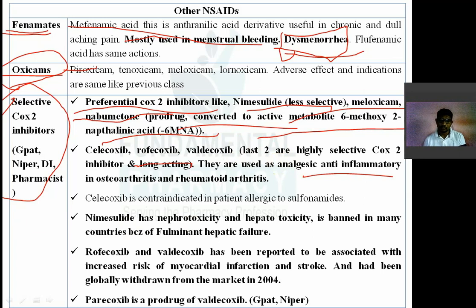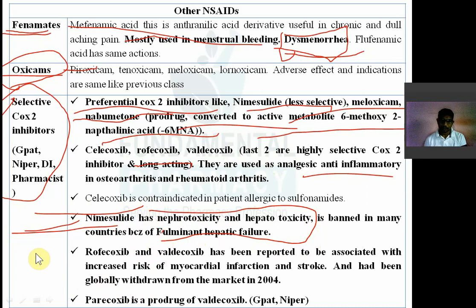You see it. Celecoxib is contraindicated in patients with allergy to sulfonamides. Those who have a sulfonamide allergy should not be given celecoxib. Nimesulide has nephrotoxicity and hepatotoxicity. That's why it is banned in almost all countries. One adverse effect is known as fulminant hepatic failure. Nimesulide has been banned in several countries due to fulminant hepatic failure.